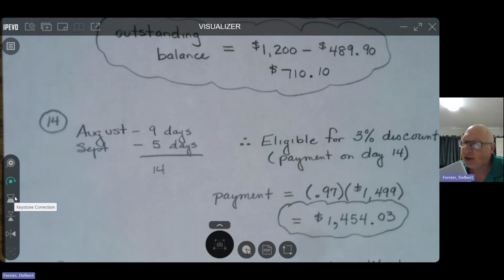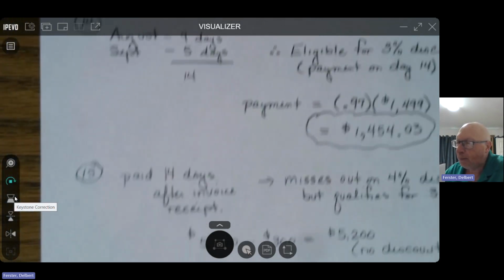And as previously, I chose to use the complement. So that's the 0.97 coming in. And you find out that all he's going to do is send a check for 97% of $1,499, which is $1,454.03. There is no freight charge as it relates to this problem. So it was really, in essence, does he qualify for the discount or not? And the answer is he made it by 1 day. So he saves the 3%.